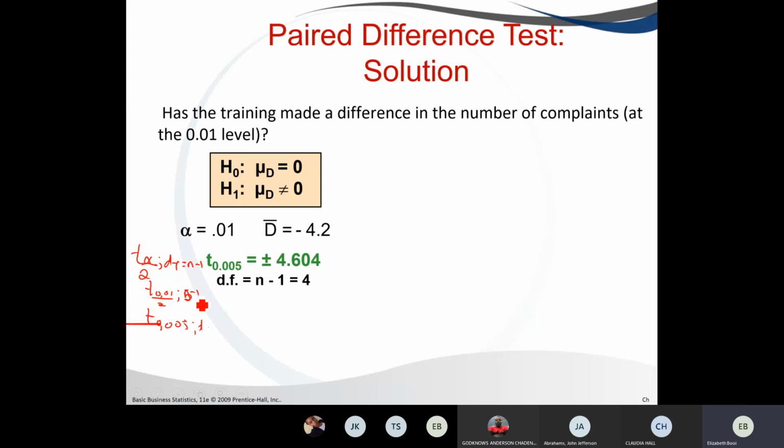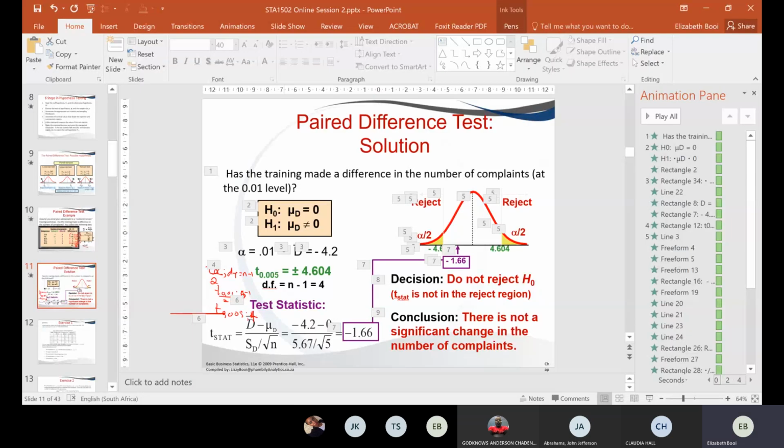So remember that it's T 0.005 and our degrees of freedom of 4. So you go to the table. I've opened your past exam paper. You go to the T table. It's somewhere at the back, at the end there. It's critical values of T.